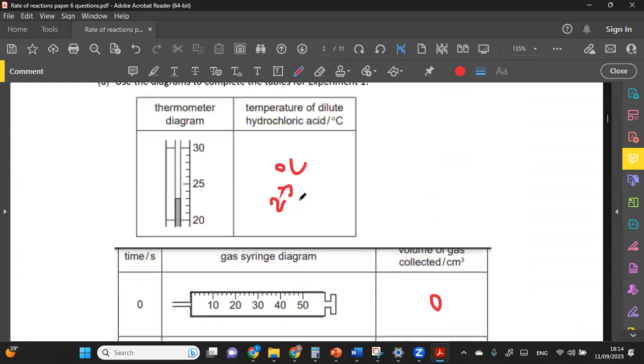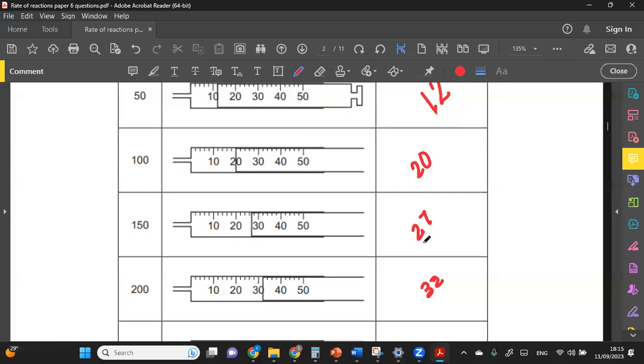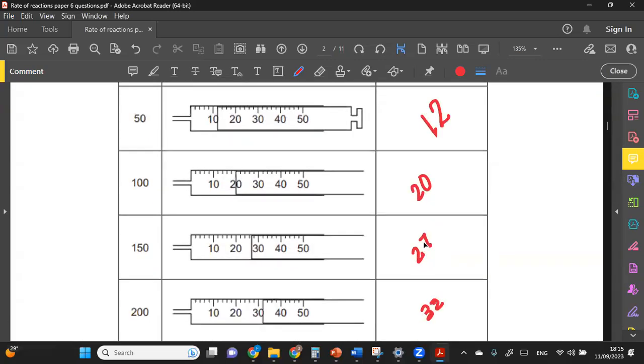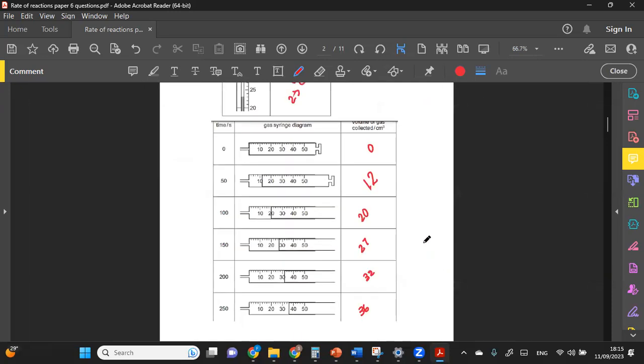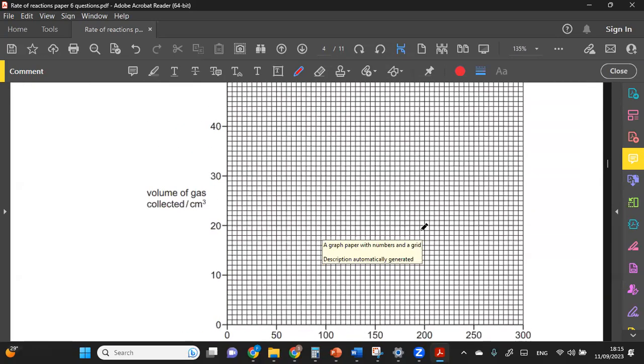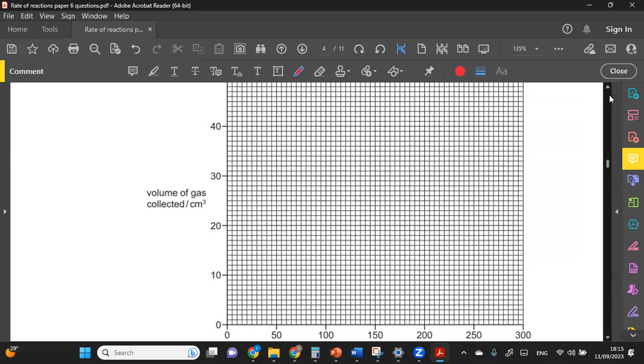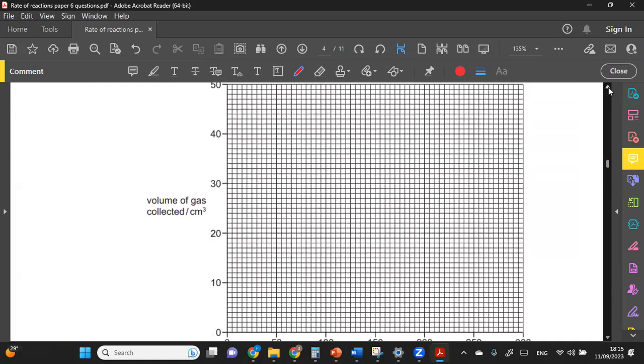So let's start with experiment number 1. Our temperature is 23 and our readings are 12, 20, 27, 32, 36. I'll just take a note of this table. This is the graph sheet they have provided us, so we have to draw on it. Let's draw our graph. On the y-axis, I have the volume of the gas, and the x-axis has the time on it.